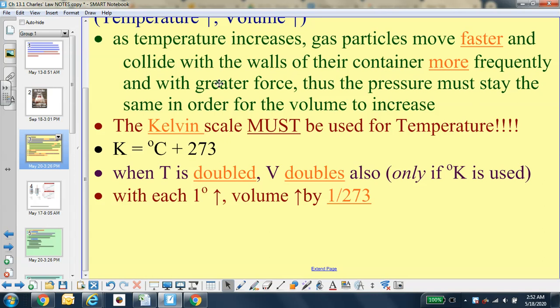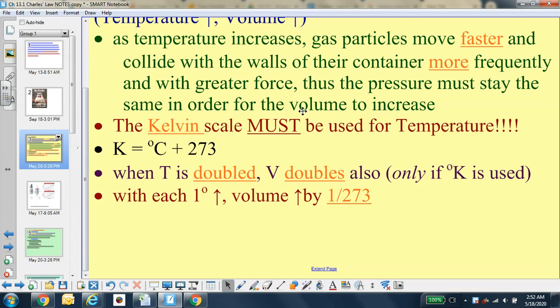Whenever we're working with Charles' law, we absolutely have to use the Kelvin scale. If you just keep the temperature in Celsius, your problems are going to work out wrong. Trust me on this. We've tried it many times. So to go from Celsius to Kelvin, you have to add 273. So remember, if you're given Celsius, add 273 to get it into Kelvin.